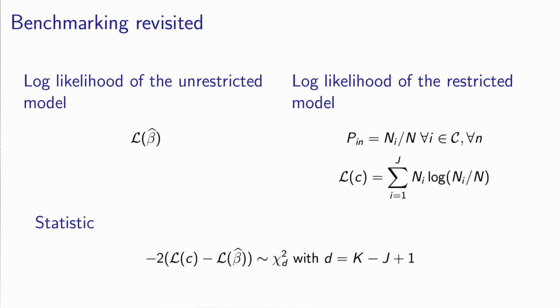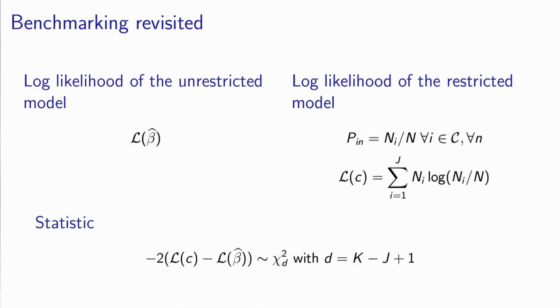And for the restricted model, a model which contains only the constants will reproduce the market shares in the sample. So the probability for alternative i will be the proportion of people choosing alternative i in the sample. So therefore, the log likelihood of this model, which we denote by L_C, is calculated by this formula. And now we can calculate the statistic, minus 2 times (L_C minus L of beta hat). It is distributed as a chi-square with d degrees of freedom.